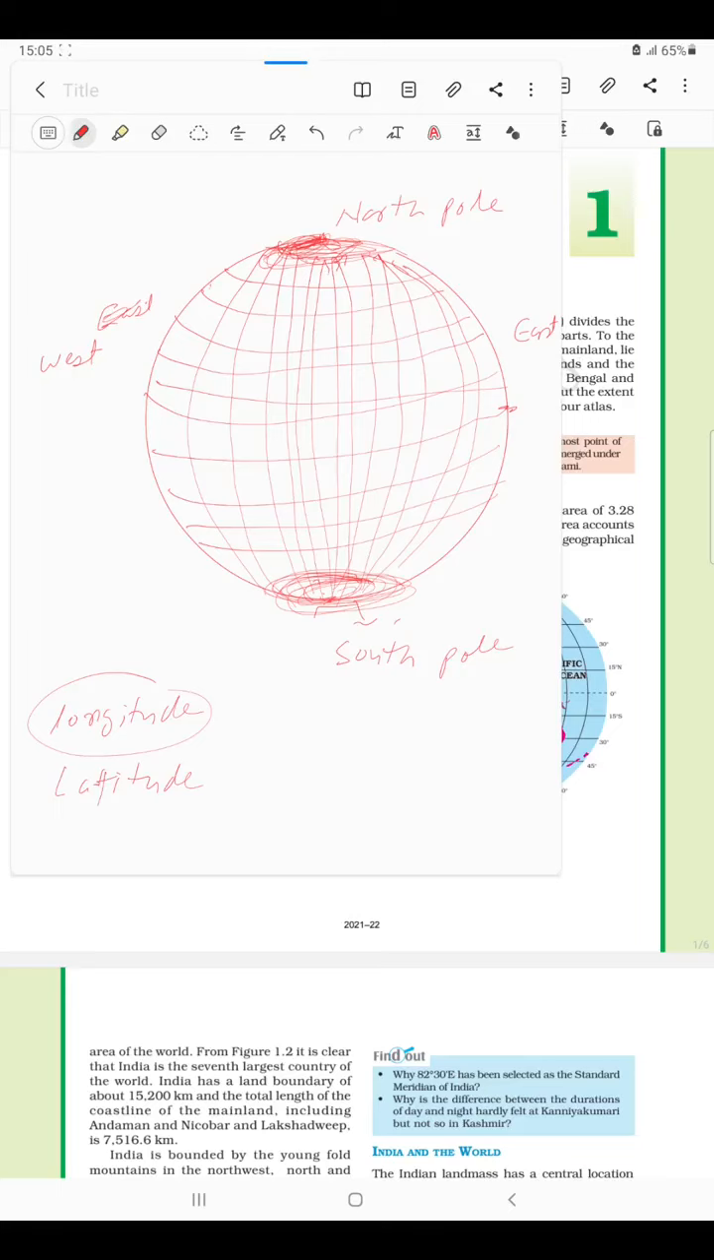Clear? With the help of latitude and longitude, one structure is formed. You can see this structure is termed as the grid system or grid structure. That will help to know the location of any country. One thing I also remind you, the 0 degree, this one is what?